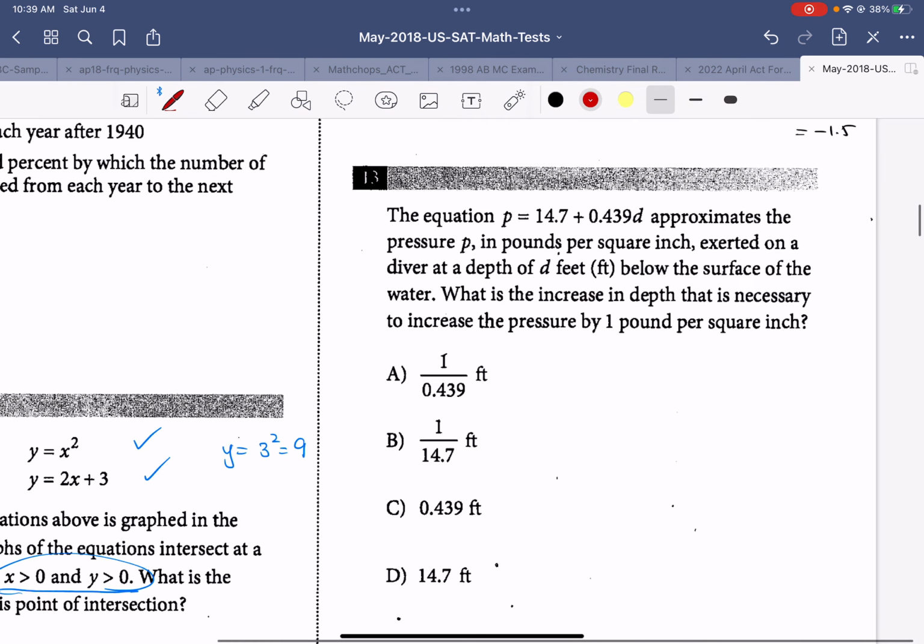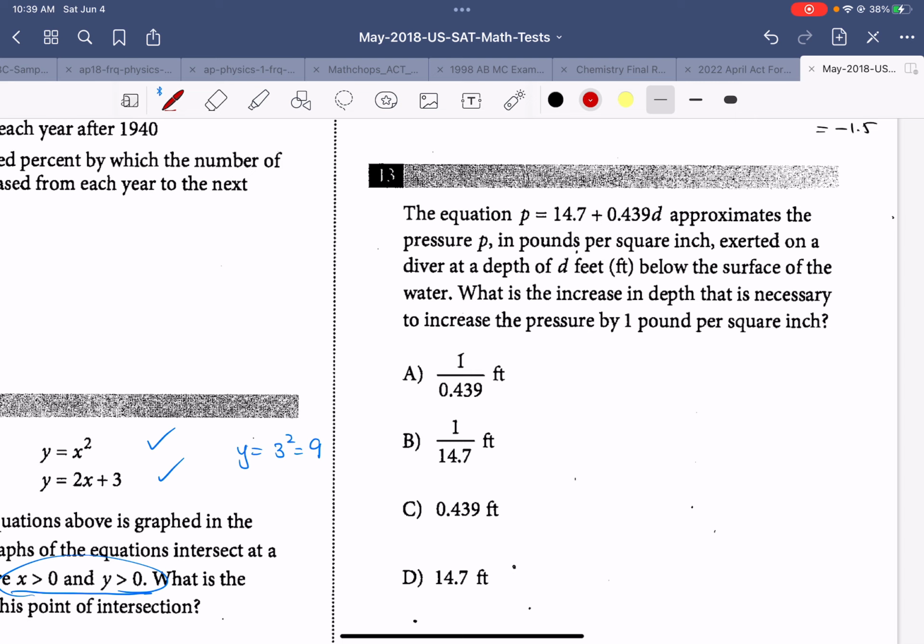Now let's move on to number 13. The equation P equals 14.7 plus 0.439D approximates the pressure P in pounds per square inch exerted on the diver at a depth of D feet below the surface of the water. What is the increase in depth that is necessary to increase the pressure by 1 pound per square inch? So this type of question, they often ask on the SAT. So what I recommend, you make a quick table. So make a P value and D value.